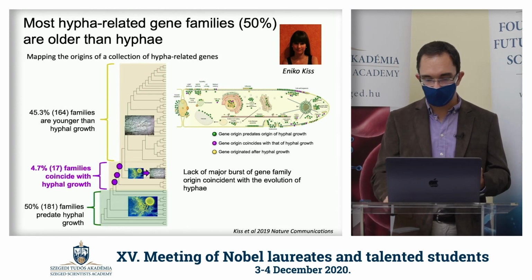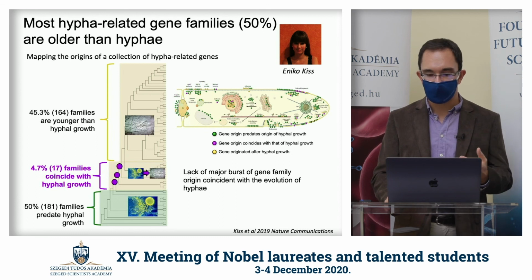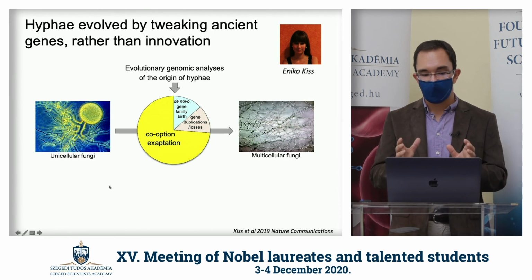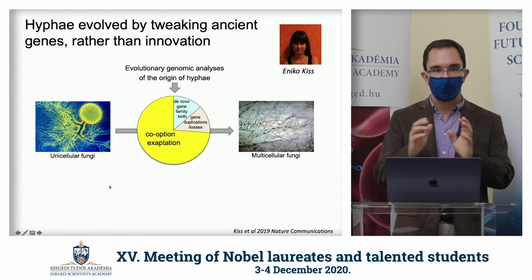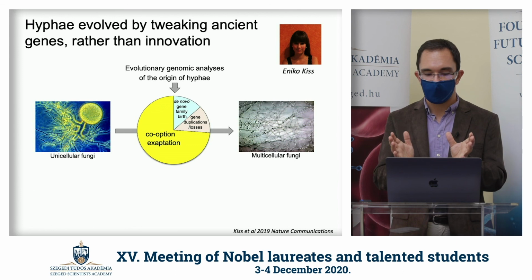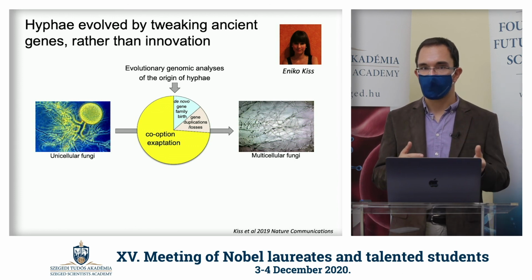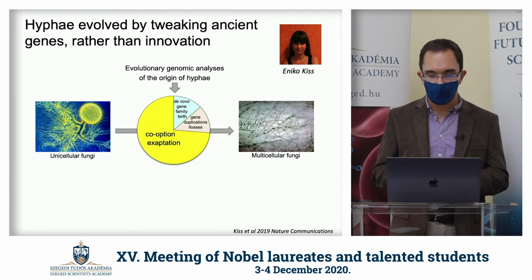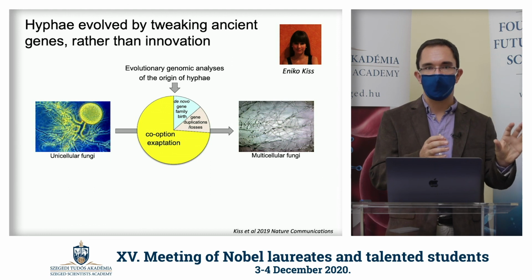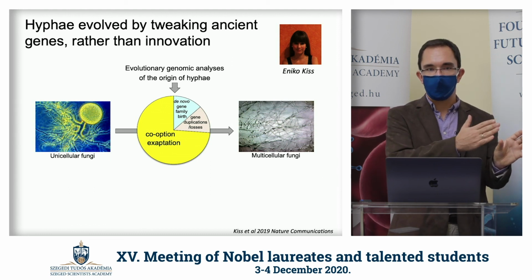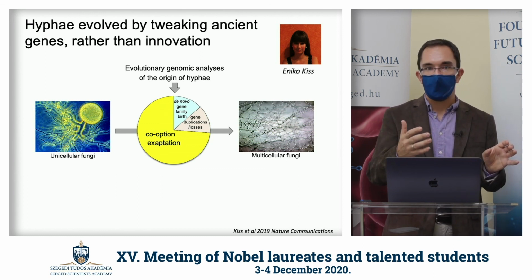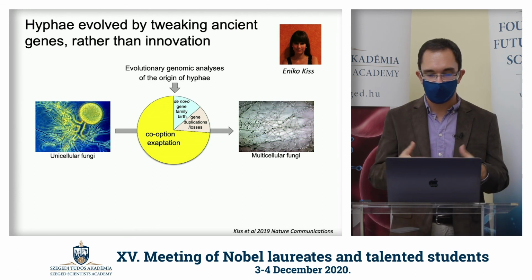So if we were to summarize this lack of a major burst of evolutionary innovation in a pie chart, then we could say that new gene families and gene duplications are less influential than we thought before, and processes so-called co-option and exaptation are much more common. So co-option is the process when an existing gene that has some kind of function in the ancestral species is recruited for a new functionality, in this case multicellularity, and afterwards it serves the function of multicellular organisms.